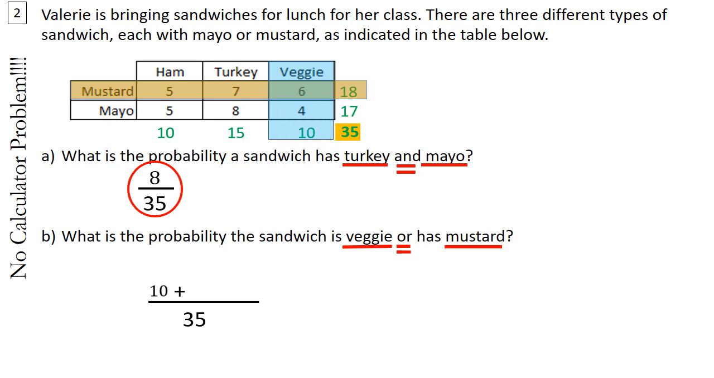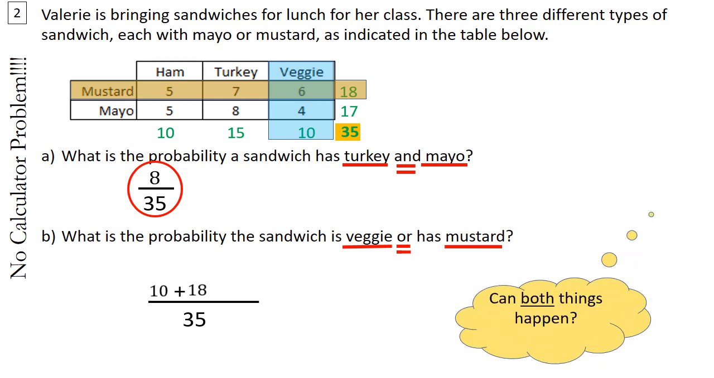10 veggie sandwiches. How many mustard sandwiches are there? 18 mustard sandwiches, and we're going to add those together. The question becomes, could it be both sandwiches? Did we count any of those sandwiches twice?